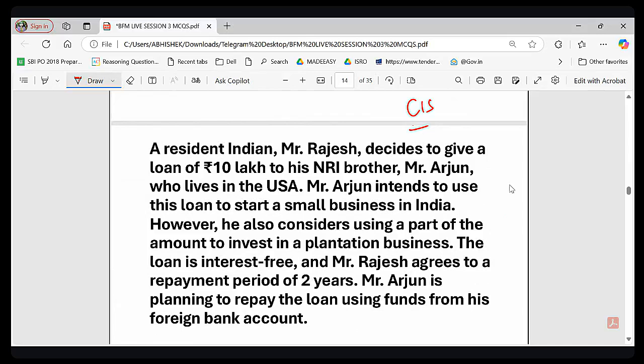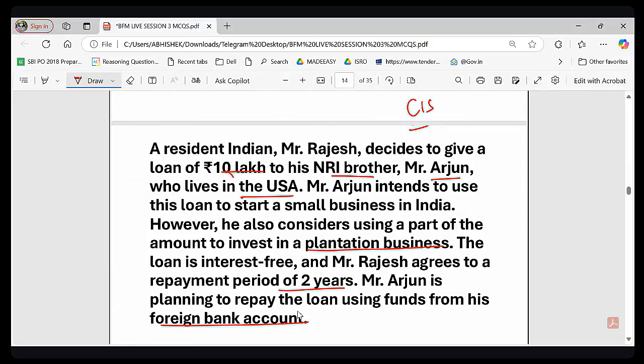A resident Indian, Mr. Rajesh, gives an interest-free loan of 10 lakh to his NRI brother, Mr. Arjun, who lives in the USA. Mr. Arjun planned to use this loan to start a small business in India, but is also considering investing part of it in a plantation business. As you can see, he is investing in a plantation business. The repayment period is 2 years, and Mr. Arjun planned to repay the loan using funds from his foreign bank account.